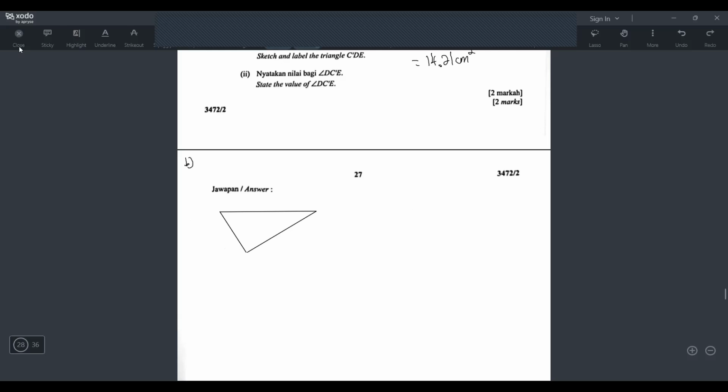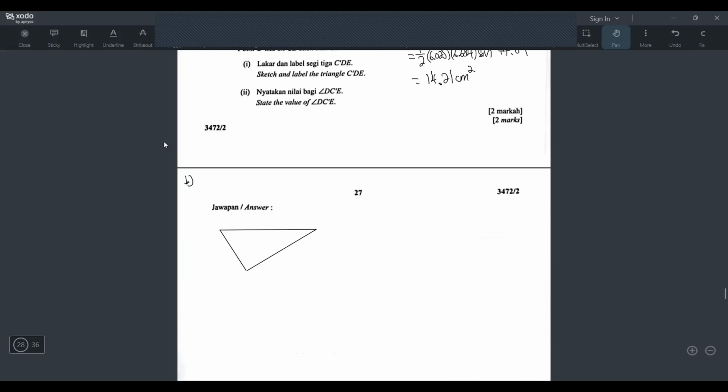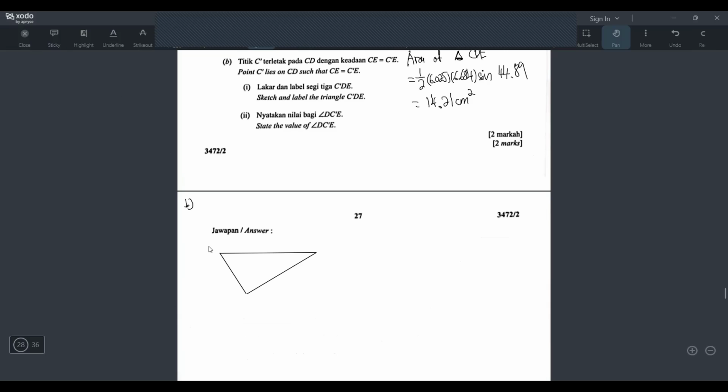Okay, so now let's label. Label CDE. So this is C, this is D, this is E. Now we can start to determine the position of C prime. So C prime lies on CD such that CE equals C prime E. It means the length CE has to be maintained. If I want to maintain this, this line has to be fixed. So you put your compass here. Actually, you don't need a compass, you can imagine it in your head. You put your compass point at E, and then you move this C until you reach here, and that will be your C prime.